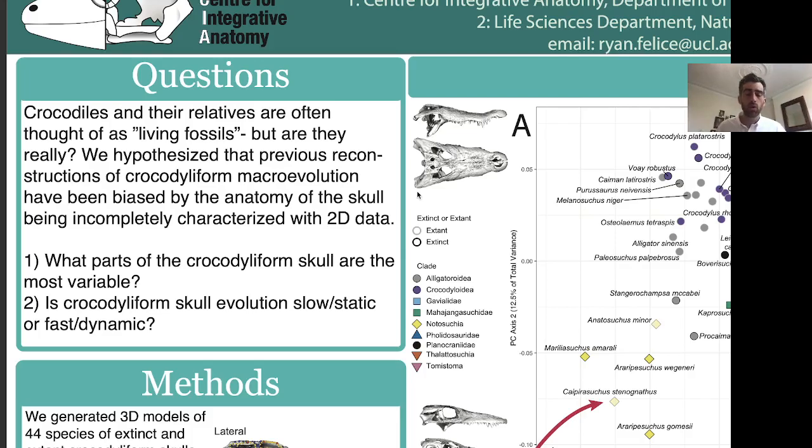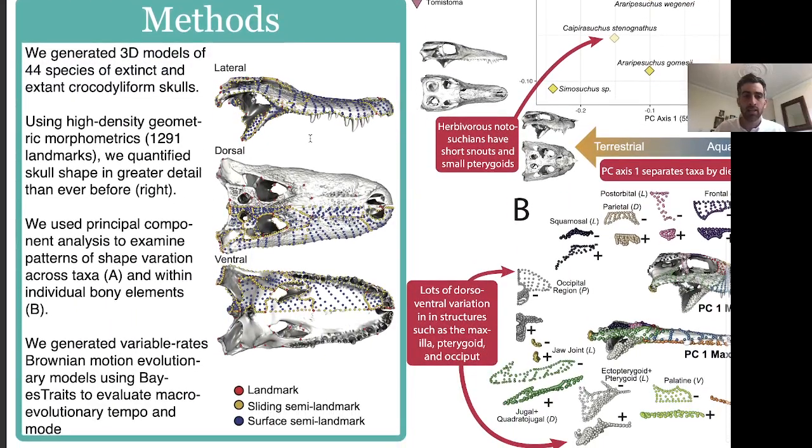But what if we used more complex methods to quantify the shape of the skull more fully? What could we then learn about how shape variation has evolved in these animals and whether they are in fact living fossils? So we used a technique to quantify the entire surface of the skull where we used 3D geometric morphometrics and, using a semi-automated procedure, project landmarks over the entire surface of the skull, giving us a very in-depth quantification of skull anatomy. We did this using 44 species of extinct and extant Crocodyliformes.